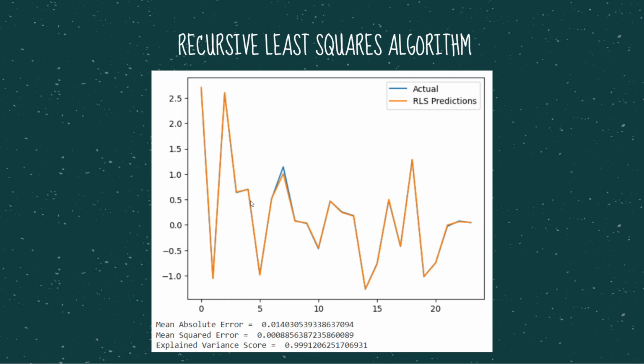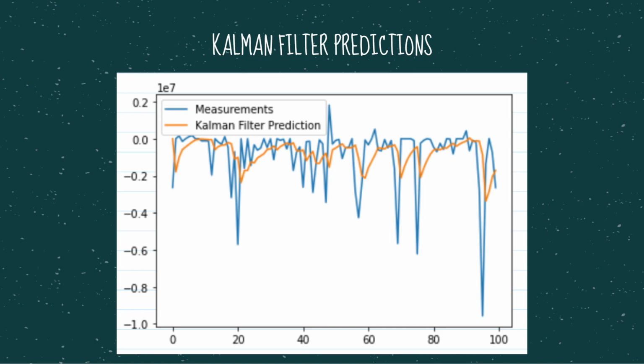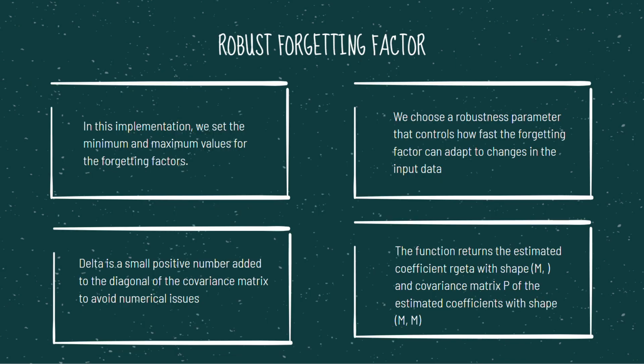These are the results of applying recursive least squares algorithm on daily demand forecasting dataset. Whereas these are the predictions made by the Kalman filters. Let's have a look at the different variations in the forgetting factor and in the algorithm of recursive least squares.